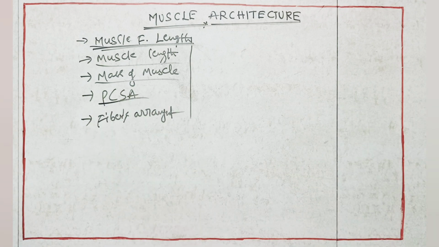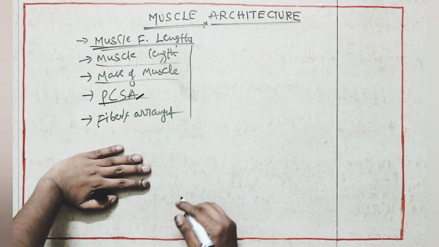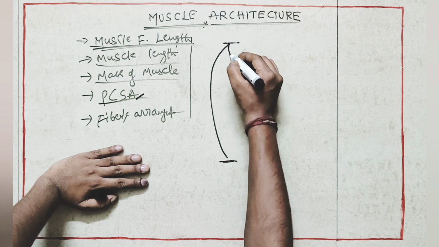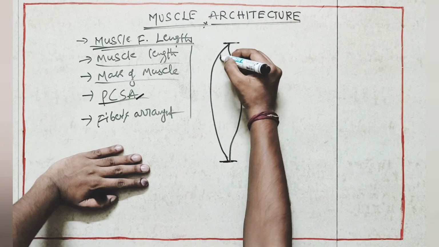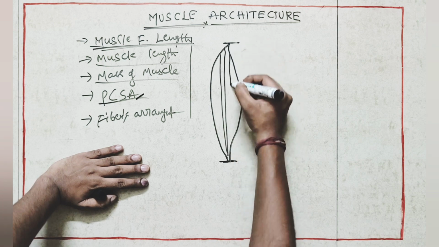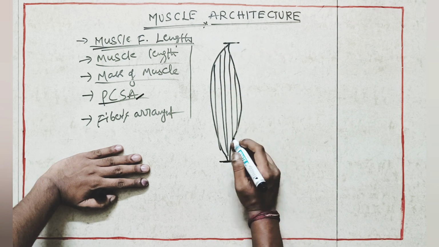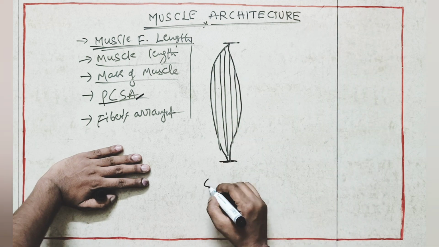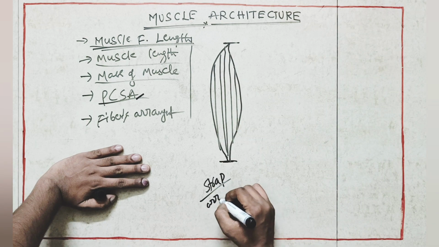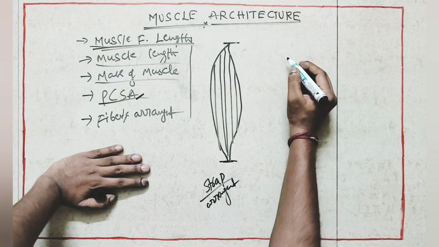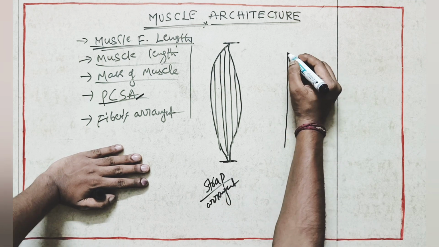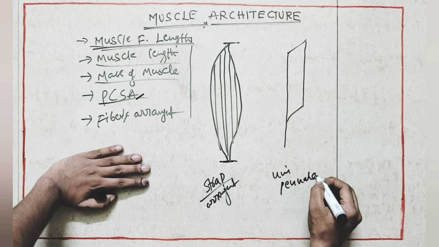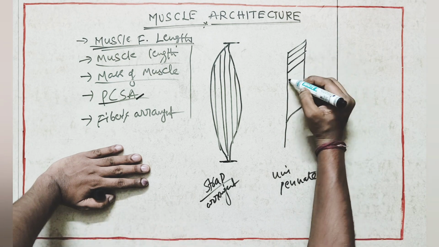Now we'll see this physiological cross sectional area. What does physiological cross sectional area mean? Suppose we take one muscle, here fibers are in this direction. This muscle fiber arrangement is nothing but a strap arrangement. And one more, we'll take one pennate muscle, suppose this is one unipennate muscle. If we take this, here muscle fibers will be in this oblique direction.